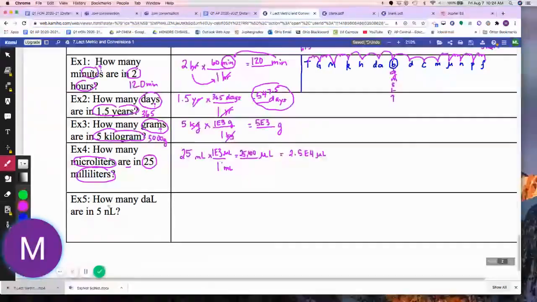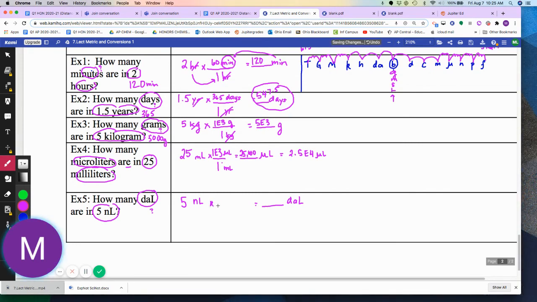So the given is 5 nL. That stands for nanoliters, 5 nanoliters. The question is decaliters. Put the question mark there. Equals blank decaliters. Okay, so dimensionally, you want to drop the nanoliters to cancel. Decaliter goes on top. You look up here to figure out which is bigger.